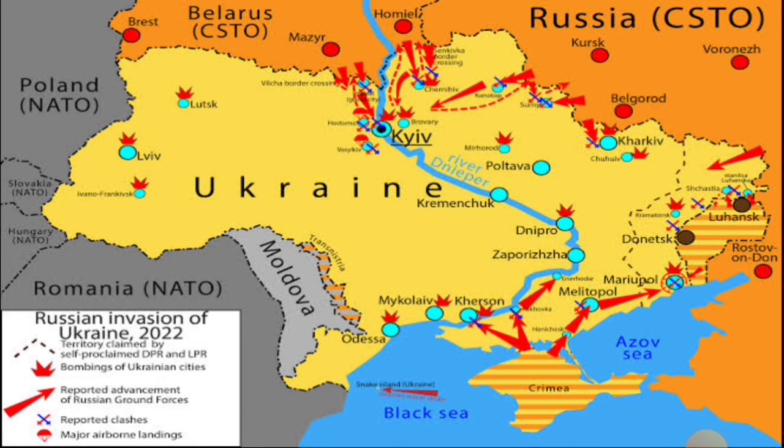So this is all about the Russia-Ukraine war, why Russia invaded Ukraine, and what was the background of this invasion. So as you can see here, the bombings of Ukrainian cities are also shown here, and reported advancement of Russian ground forces are shown by red arrows. Reported clashes by Ukrainian and Russian armies are shown by red and blue arrows, and major airborne landings are shown by parachute.